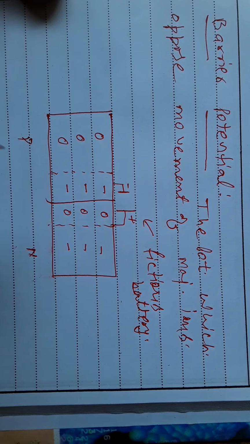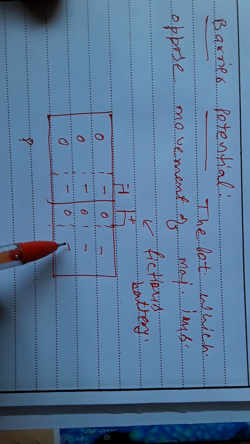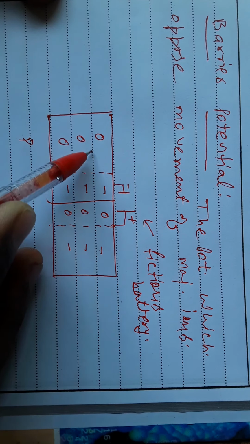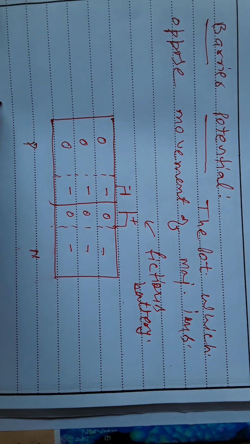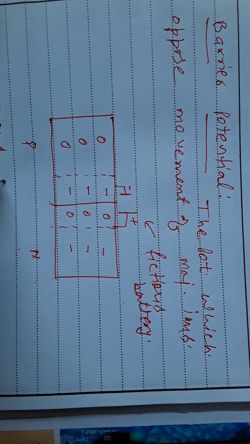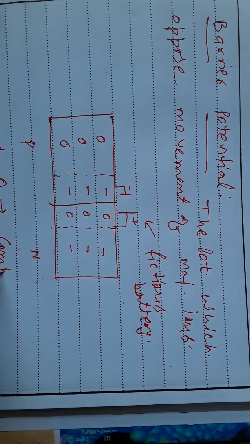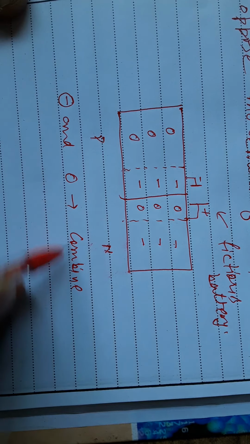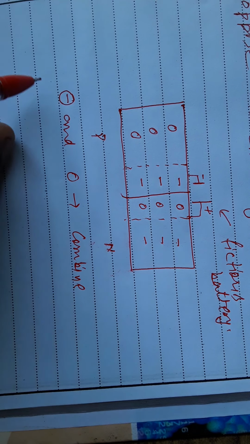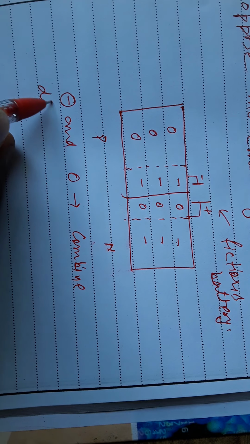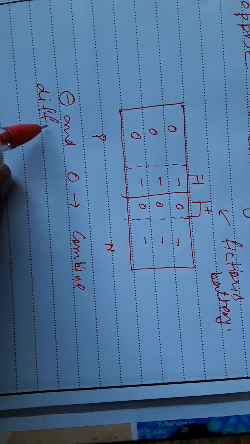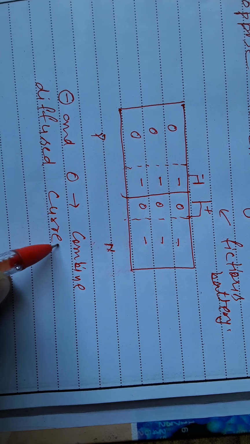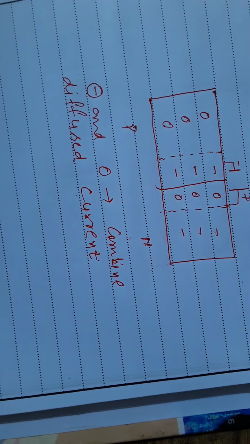Now, this hole enters into the N side, and these electrons enter into the P side. So, electron and hole combine with each other. When the electron and hole combine with each other, then we can say that current is produced, and this current is known as diffused current or diffusion current.